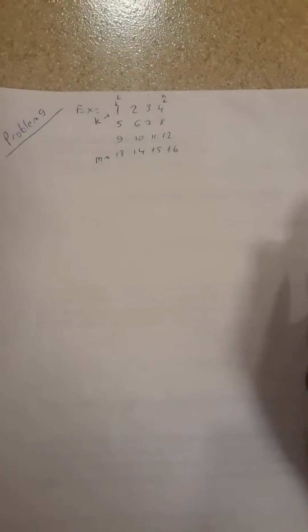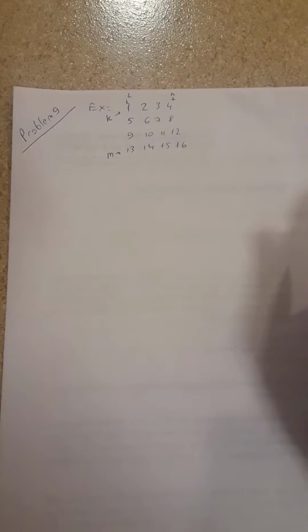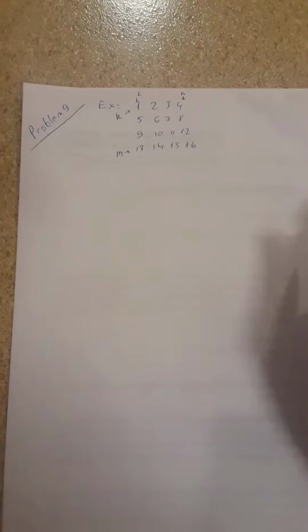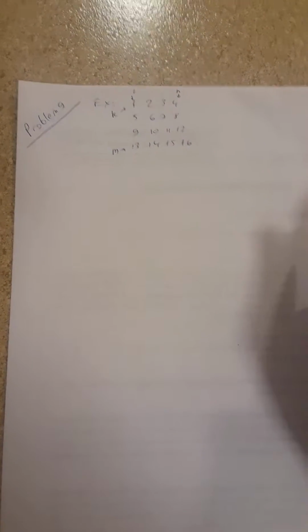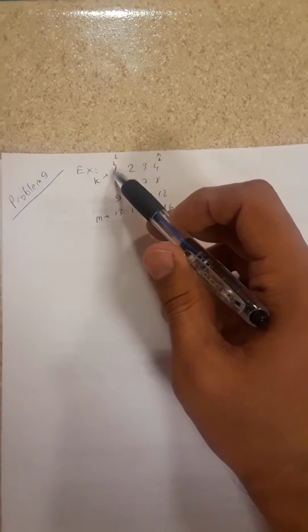Hello, so here we're dealing with problem number 9, and here we're given a 2D array and we need to print elements from this array in a spiral form. So basically for this particular example we have to print elements in this way.